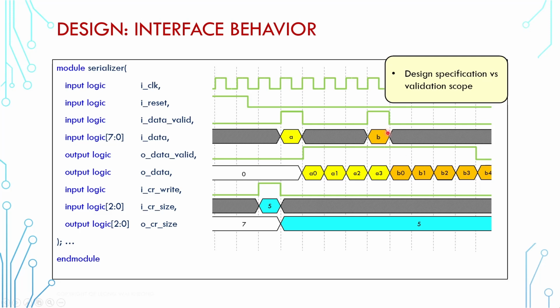Another example is, can we set a new size value in the middle of a conversion? It's the same question: will the new size be used on the next data, or will the new size be effective immediately? At the end of the day, we do not want customers to see bugs in the design. So we have to ensure the spec is clear and the validation scope has to cover all possible scenarios.